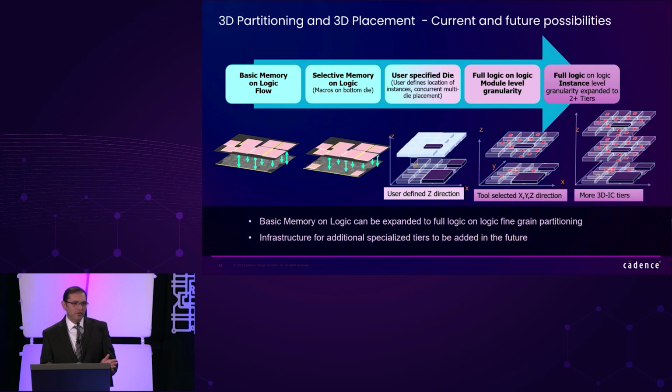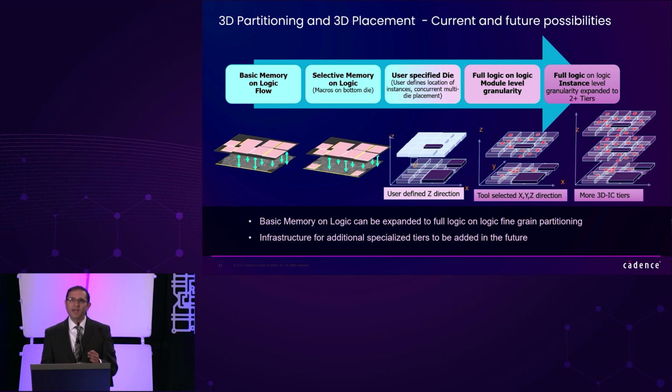When we started off with a basic memory-on-logic flow, we just took a big design, separated out all the memories, put them on a top die, and put the logic on the bottom die. Customers wanted to be selective. They wanted some memories on the bottom die, so we enabled a flow like that. The middle flow, the user-specified die ID, is the most popular one with our customers currently, because most of them say, we know exactly what goes on the top die and what we want on the bottom die. So we give them a guided flow where they can specify the location of a module, whether it should go on top or bottom.